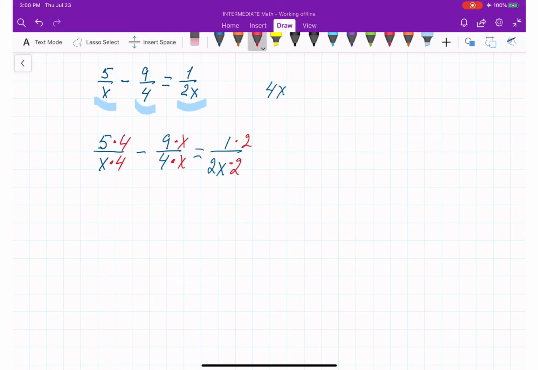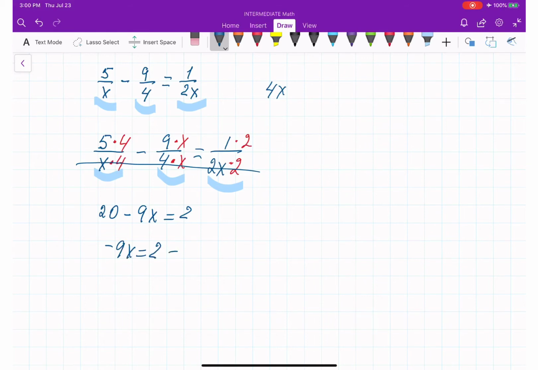Okay. Let's see. Do we have here 4x, 4x, 4x, which means with clean conscience, I'm dropping this denominator and I will get 5 times 4 is 20 minus 9x, and we get equal 2. So from here, negative 9x is equal to minus 20. I'm moving this 20 on the other side of the equal sign. Therefore, I'm flipping the sign. Was positive will become negative.